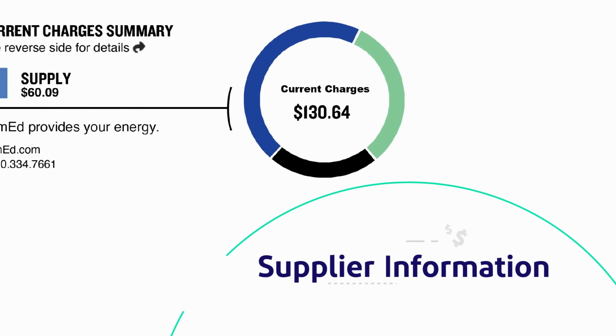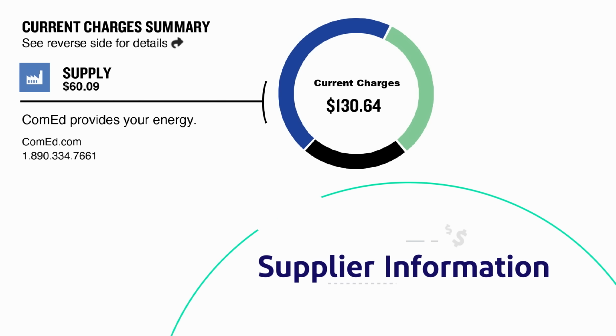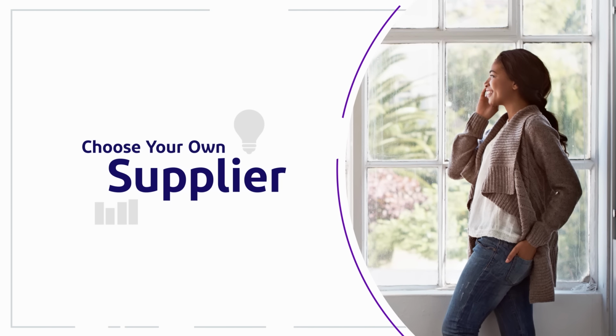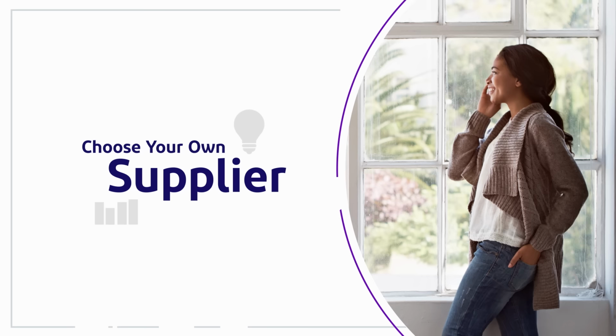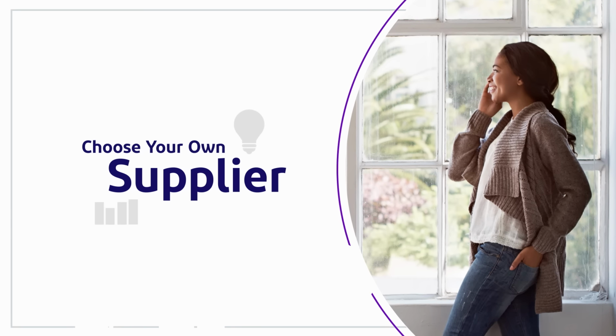If you purchase your energy from a company other than ComEd, the supplier name and phone number can be found next to the circle graph on your bill. That's because while ComEd is responsible for delivery of energy within our service area, you, as a customer, are able to choose your own supplier.